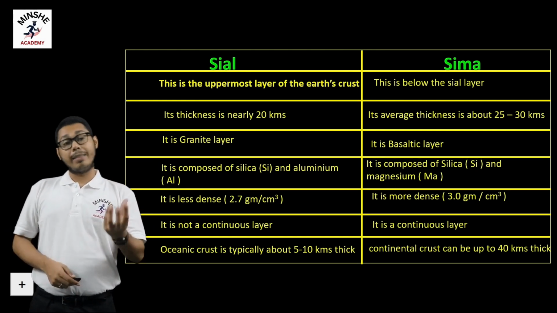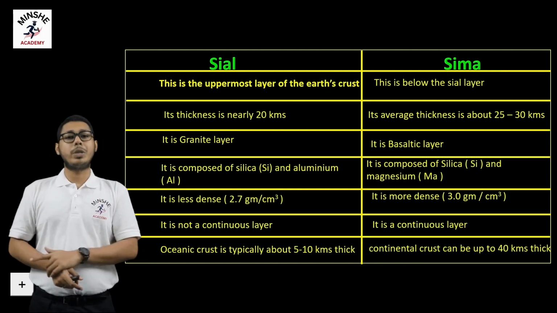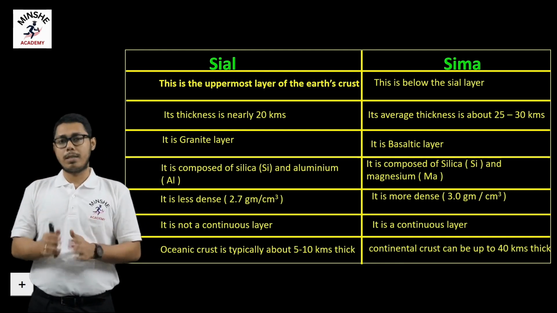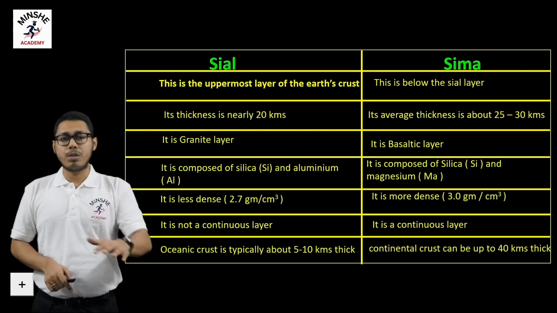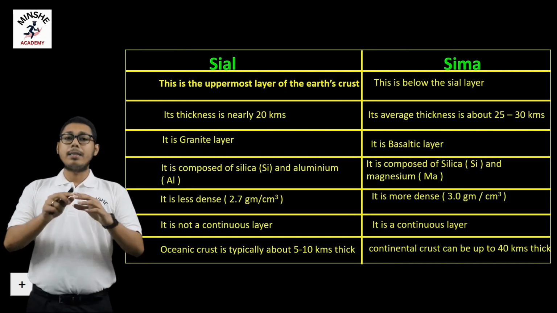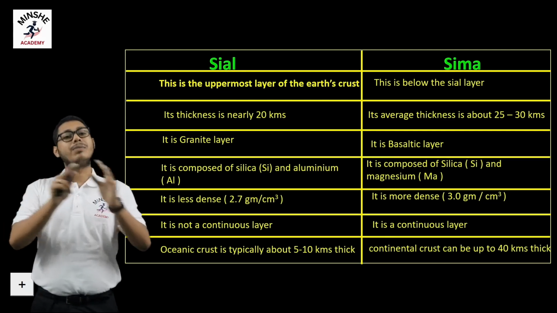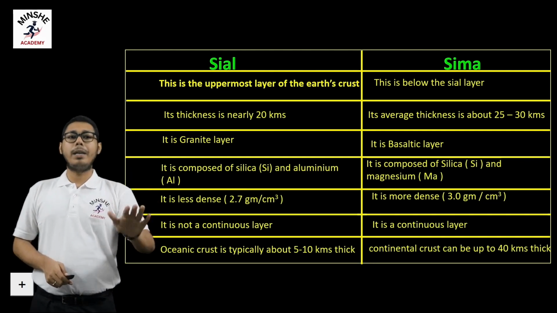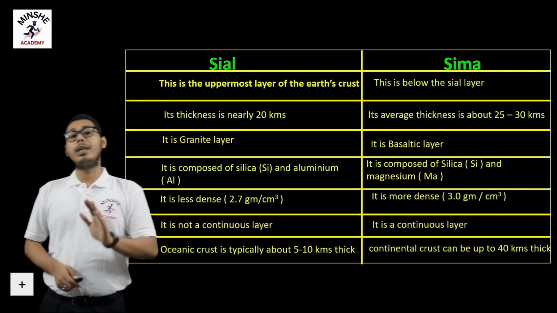Sial is not a continuous layer. Why? Because it is majorly or only found beneath continents, in the continental layer. But it is not seen in oceans. The oceanic crust doesn't comprise it. But the Sima is a continuous layer. It is found both beneath the oceans as well as beneath the continents, right? So here you can understand the oceanic crust is typically about 5 to 10 kilometers thick, and the continental crust can be up to 40 kilometers thick.